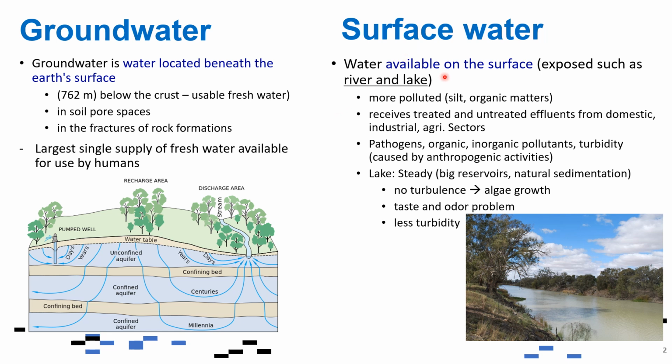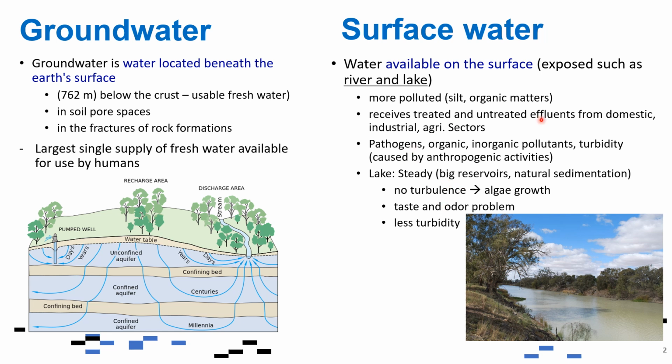On the other hand, surface water is water that is available and exposed to the surface. Main examples are rivers and lakes, and they are more polluted because they are pretty much open to the atmosphere. So once there is flooding and some rain and some other human activities, they are exposed to pollution. They also usually receive water from industries, and these are untreated or treated effluents, and they have more exposure to a lot of microorganisms just because they are open at the surface.